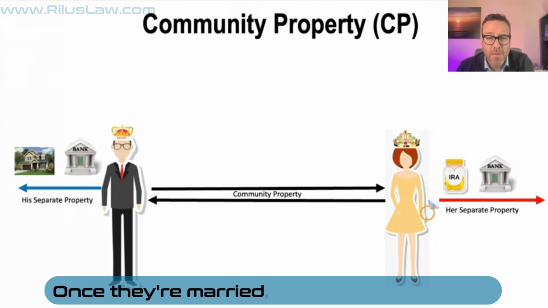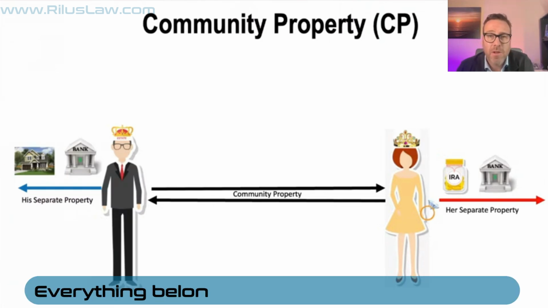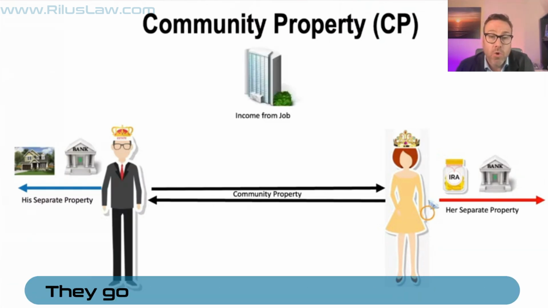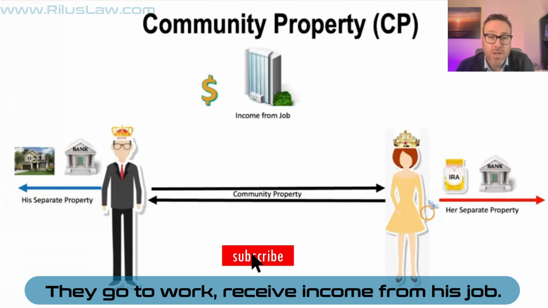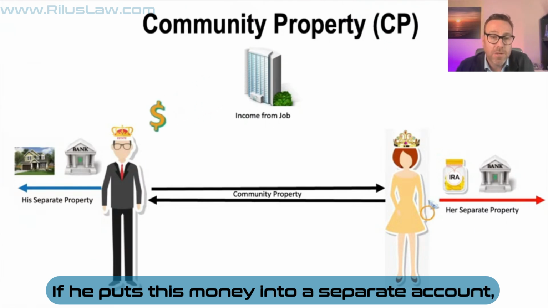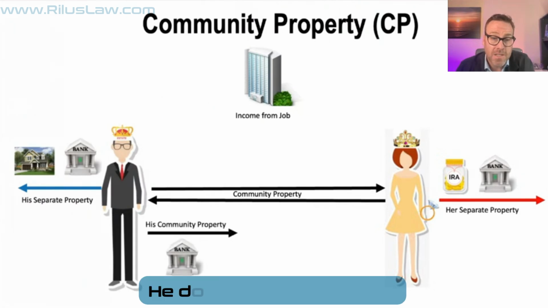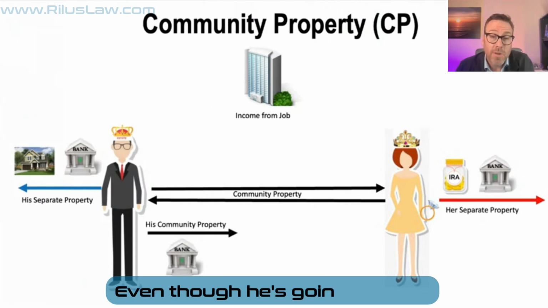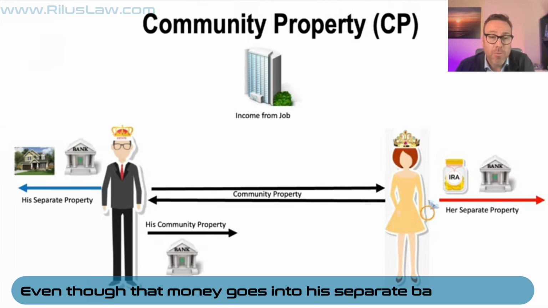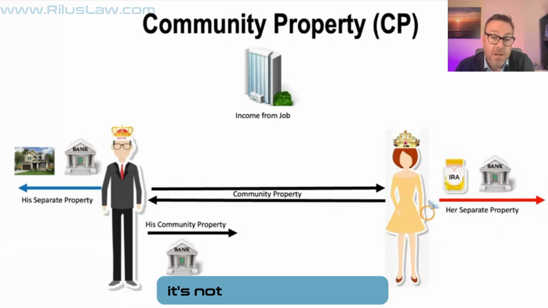So once they're married, they no longer exist, is how I explain this. Everything belongs to the community together. They go to work, receive income from his job. If he puts this money into a separate bank account, is that his separate property? No, it's not. He doesn't exist anymore. Even though he's going to work, he's working for the community. Even though that money goes into a separate bank account, or this bank account that is titled in his name, it's not separate property. The community has an interest.